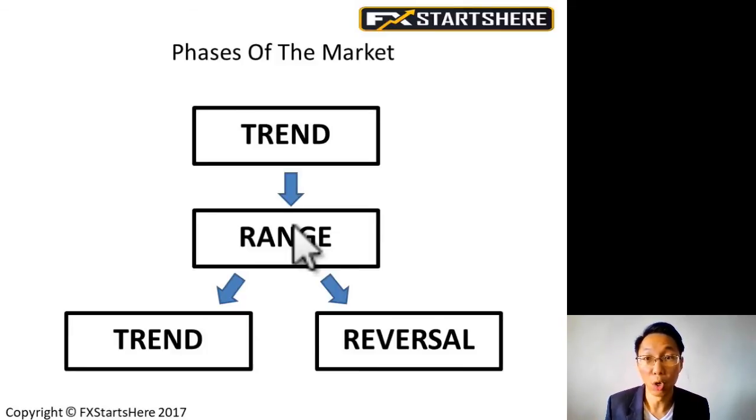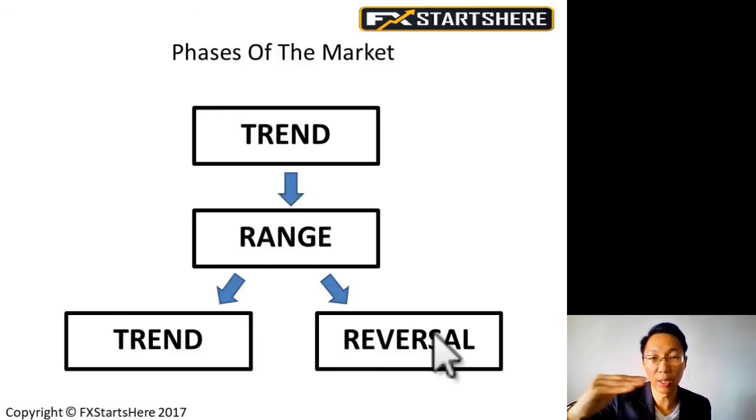This is how the price moves: trend and then range and then trend, or trend, range, reversal. What does it mean? It means the price is going uptrend, then it ranges, and then it will continue uptrend again. Or you see an uptrend, the price ranges, and then reversal, it goes downtrend.